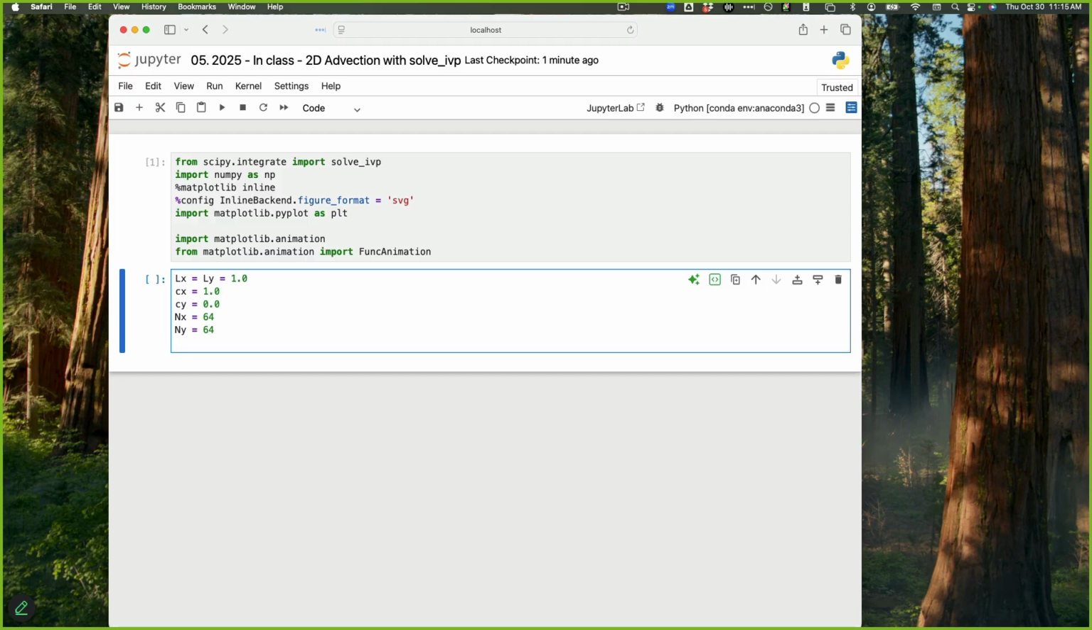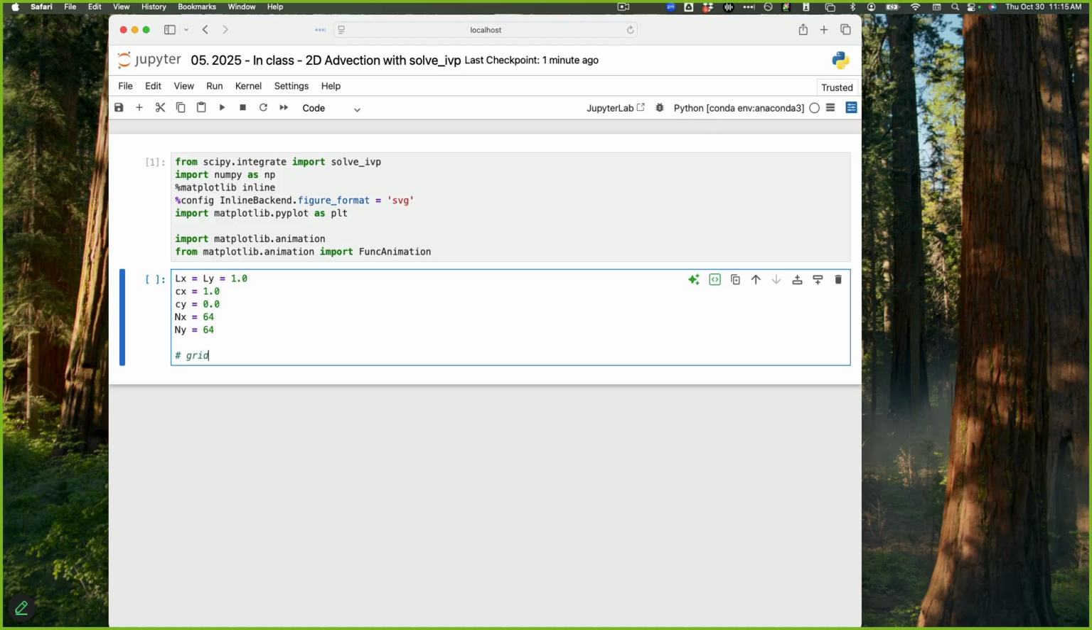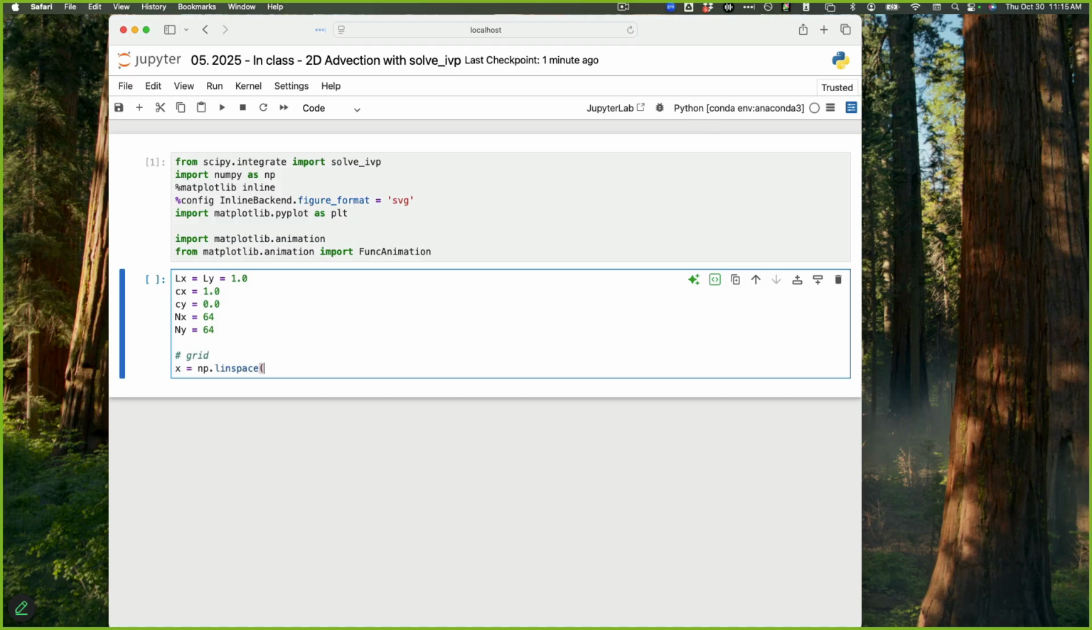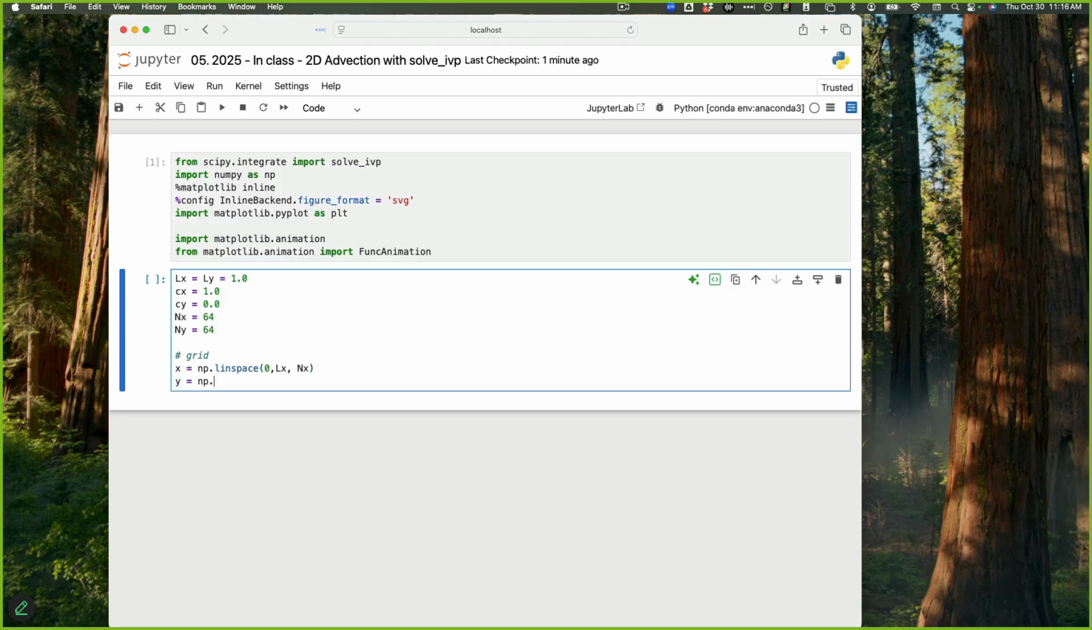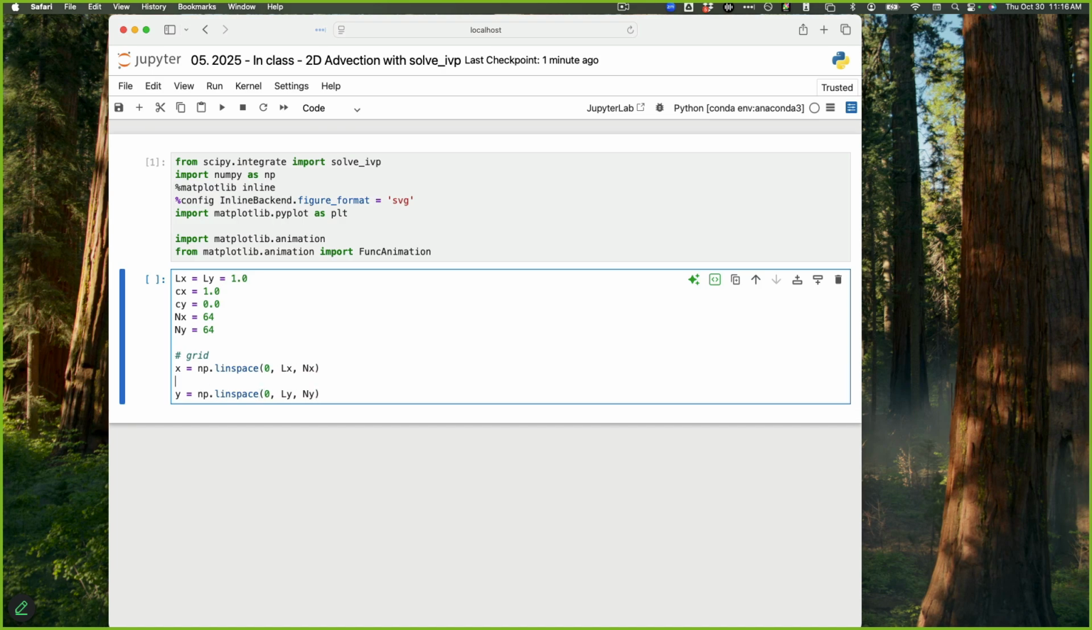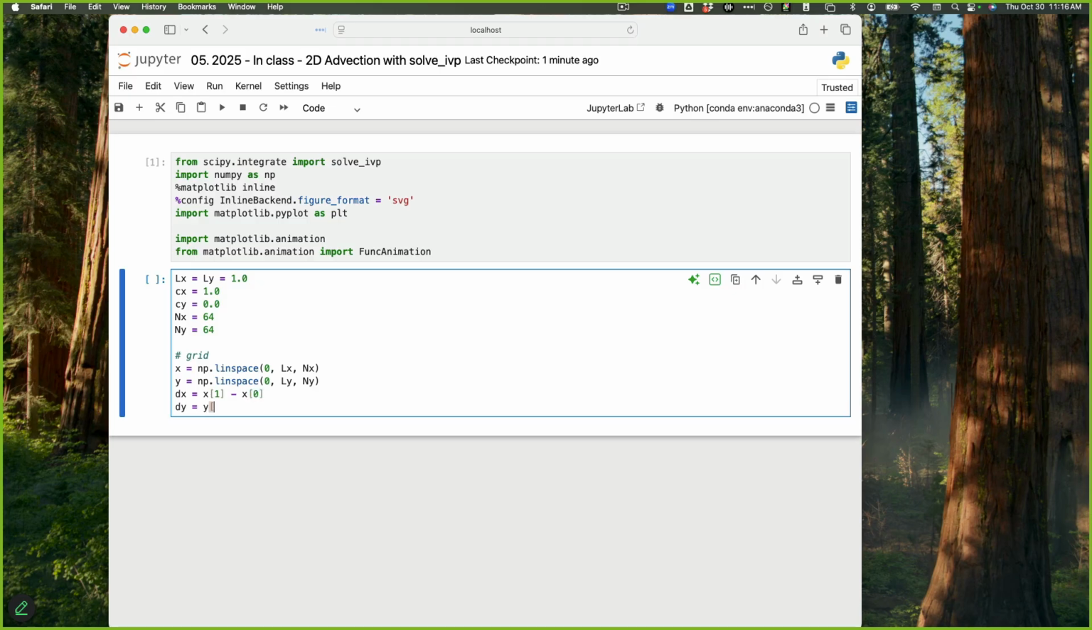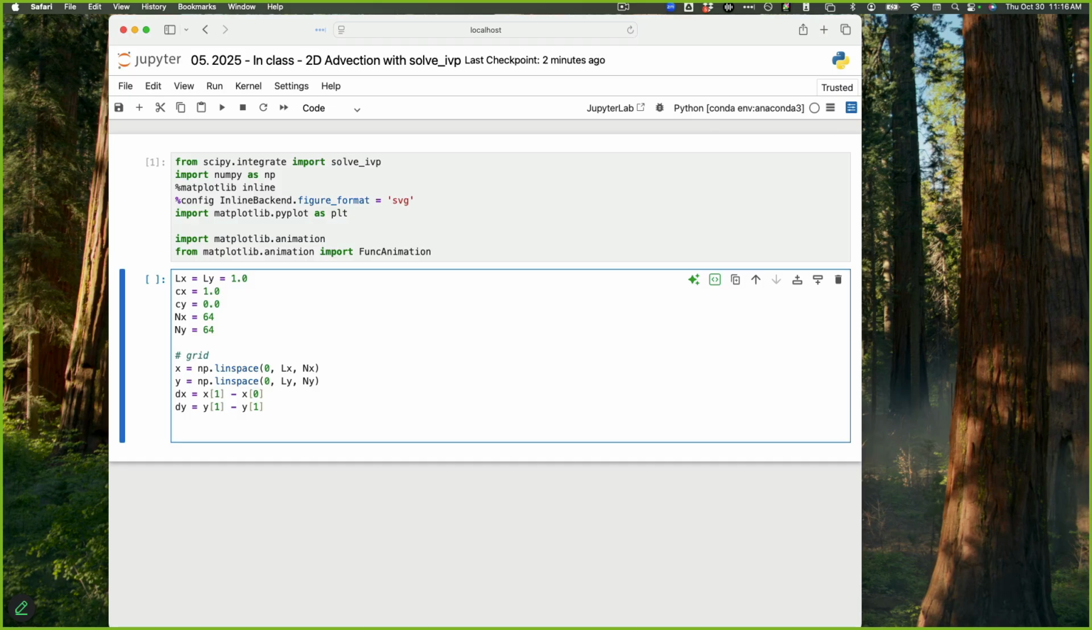And then let's do linspaces grid. So x is np.linspace from 0 to Lx, and we're going to put Nx points here. And y is np.linspace from 0 to Ly, and we're going to put Ny points here. Okay, and finally I need dx and dy. So dx is the difference between any two entries in the x linspace, and dy the difference between any two entries in the y linspace.